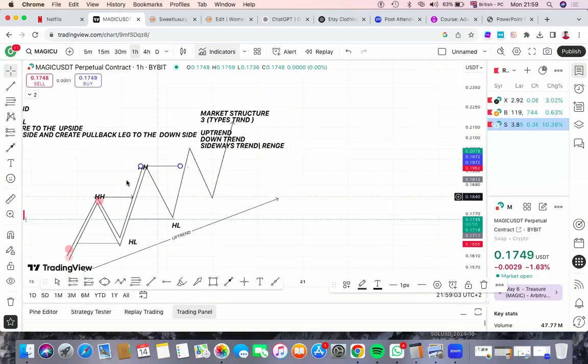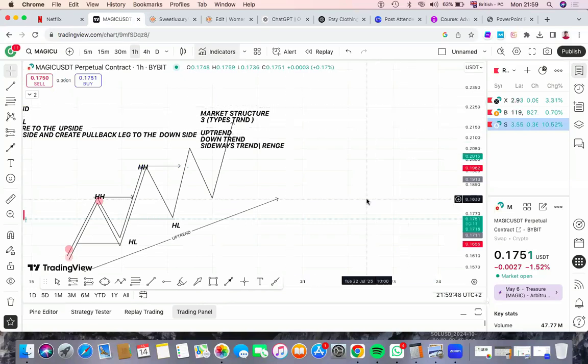So we said we have three types of market structure. So market direction. Market can either be bullish, moving on an uptrend, or it can be bearish, moving in a downtrend, or it can be sideways, so being in a range, so a ranging market. And then we said the characteristics of an uptrend is the market will be breaking structure to the upside, creating higher highs and higher lows. There will be impulsive move to the upside and a pullback leg to the downside. So this is the definition of an uptrend.